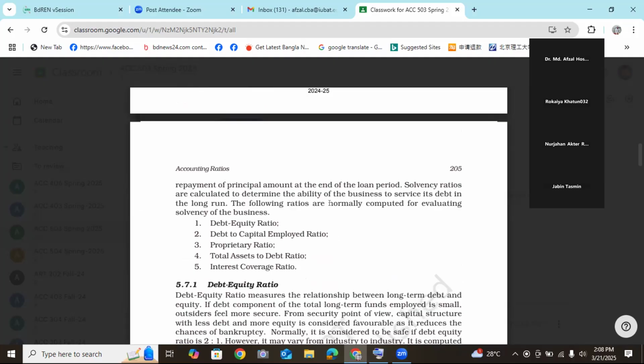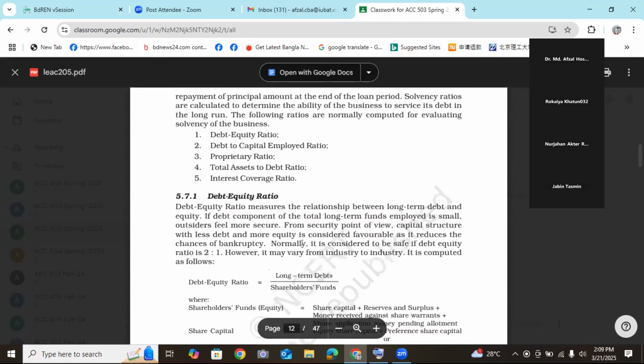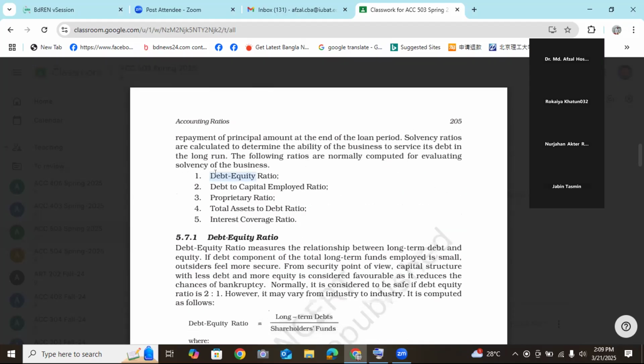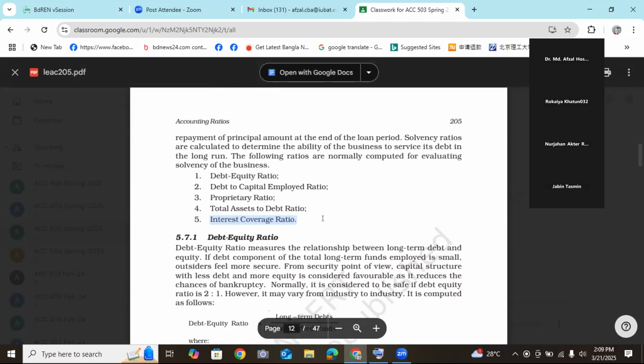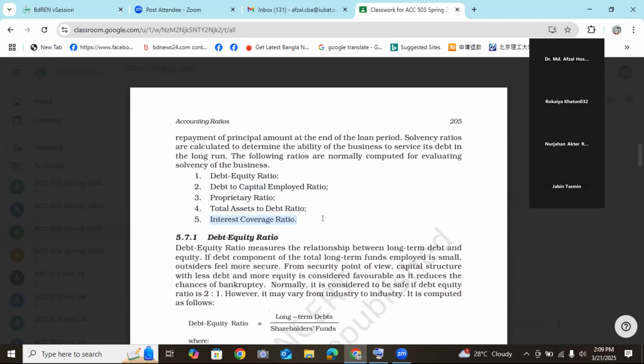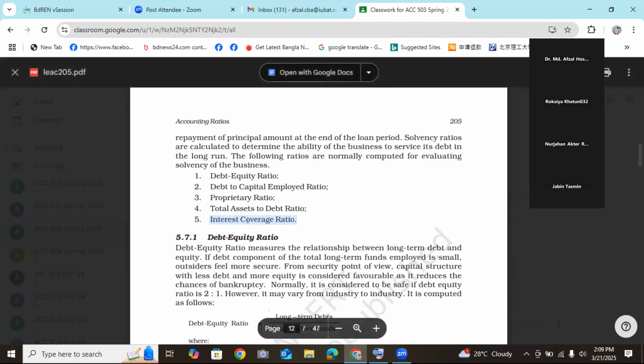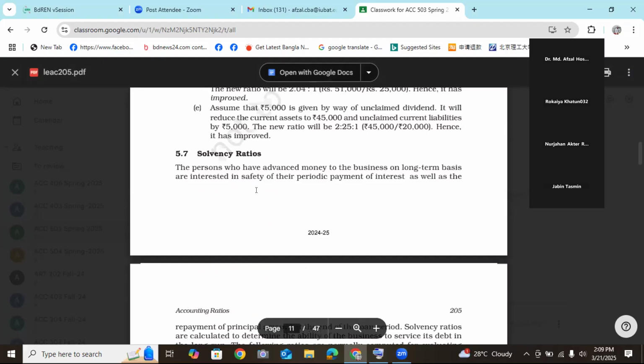So the following ratios are normally computed for evaluating solvency. Under solvency ratio, we have to compute the debt equity ratio, debt to capital employed ratio, proprietary ratio, total asset to debt ratio, and interest coverage ratio. Total 5 ratios to diagnose the solvency of an entity. You have to compute these 5 types of ratio to check the solvency.